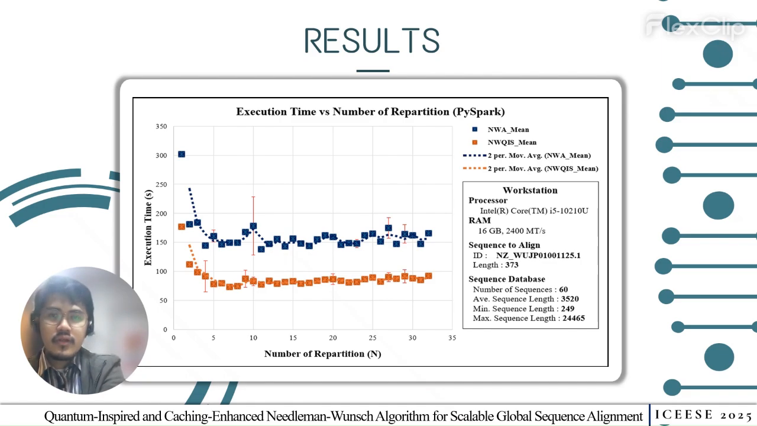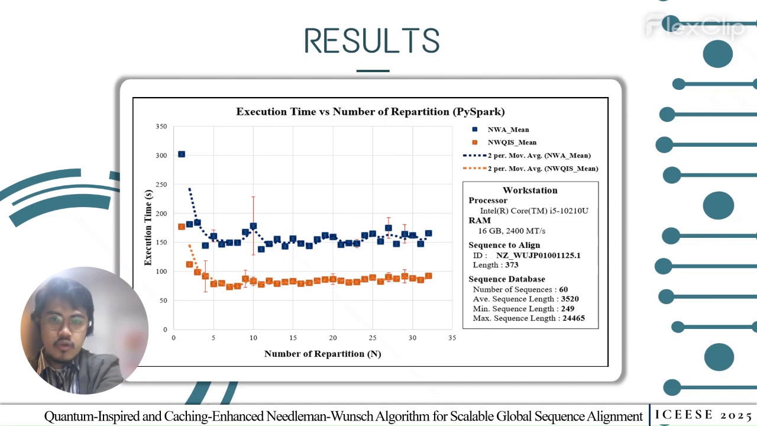Further evaluation was conducted in a distributed computing environment using PySpark on a workstation equipped with an Intel Core i5-10210U processor and 16 GB of RAM. The graph presents the execution times of the NWA and NWQIS as a function of the number of repartitions during the alignment of the query sequence with 373 base pairs against a database of 60 genome sequences with lengths ranging from 249 to 24,465 base pairs.